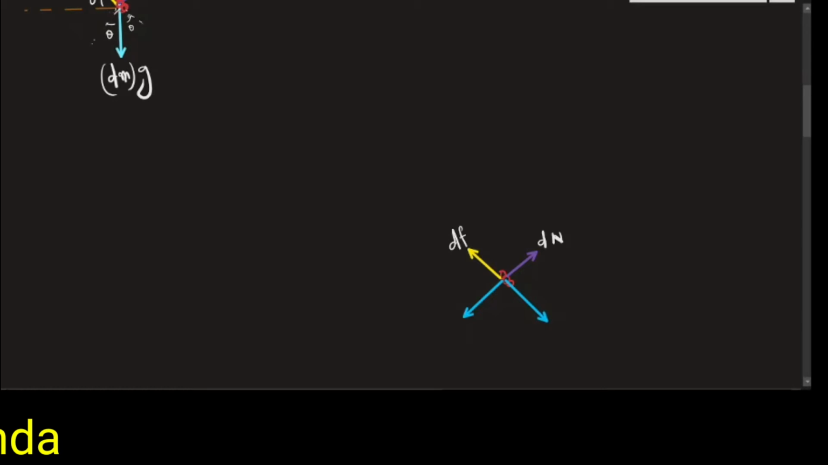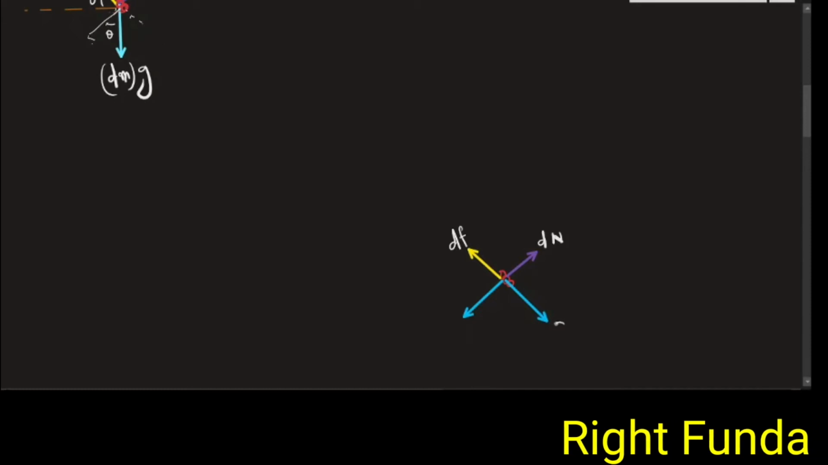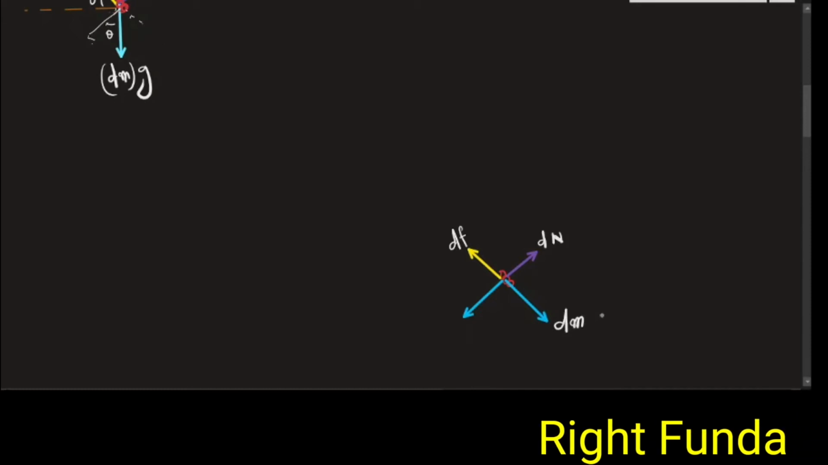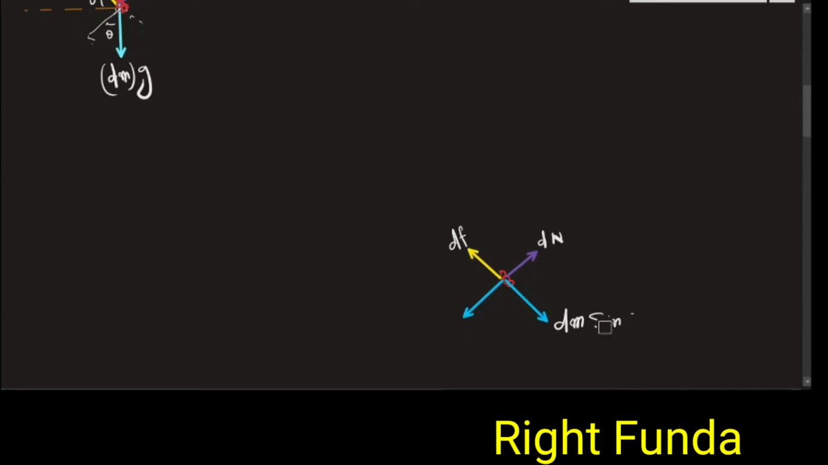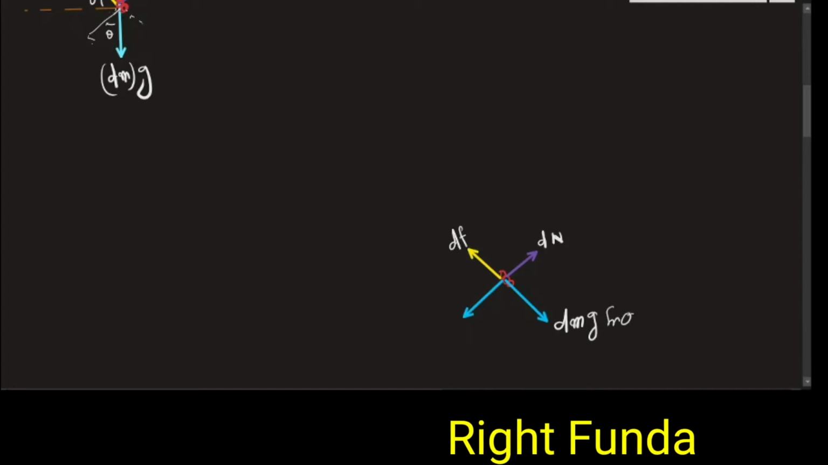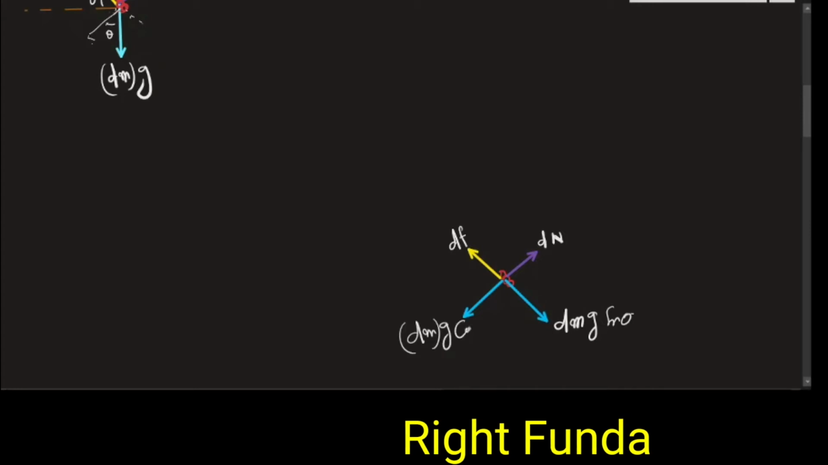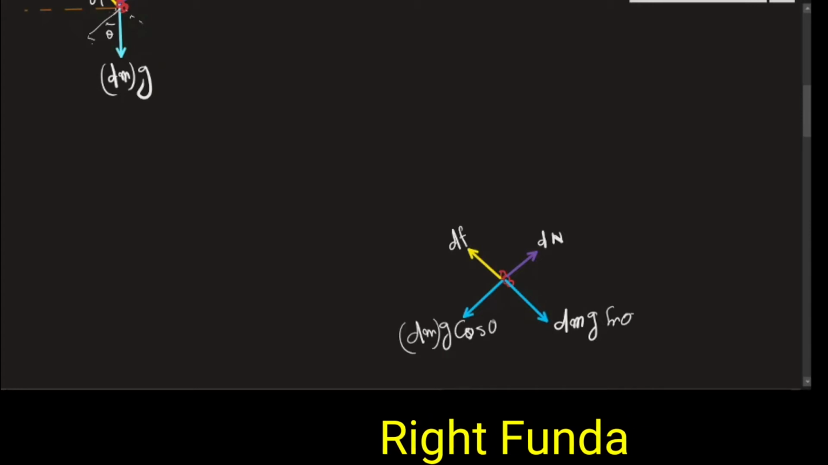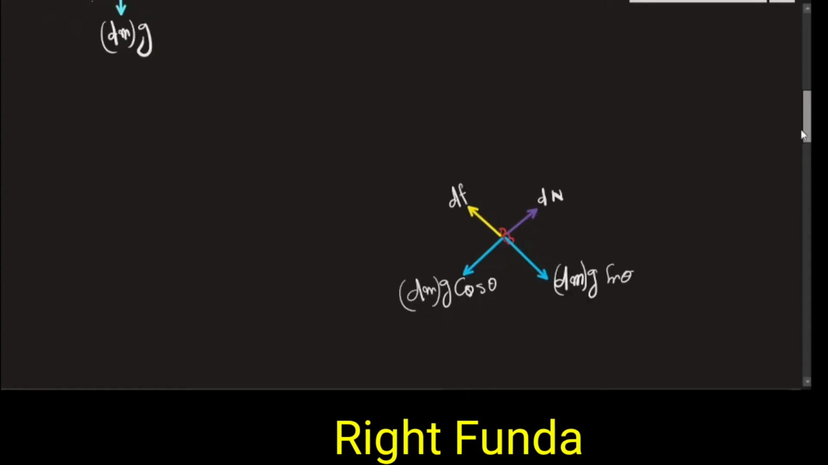So the component perpendicular to the surface will be dm g cos theta, and along the surface it will be dm g sin theta. Two forces, so everything will resolve into this.